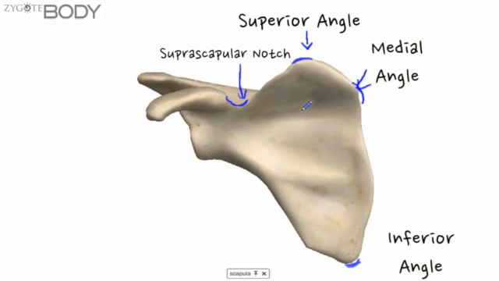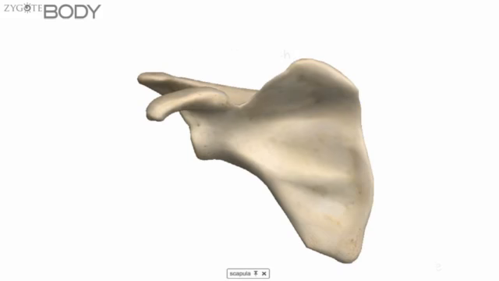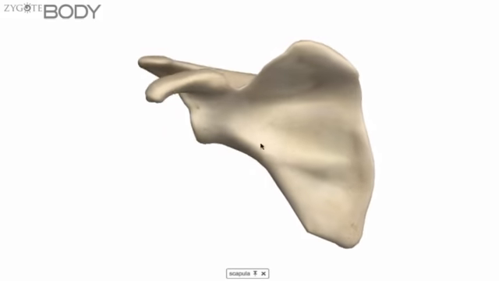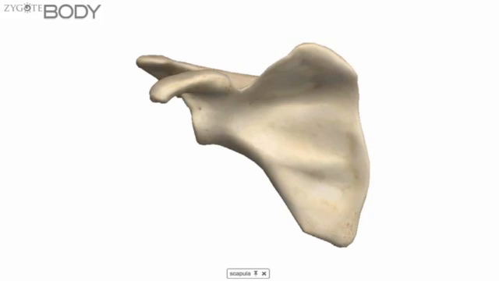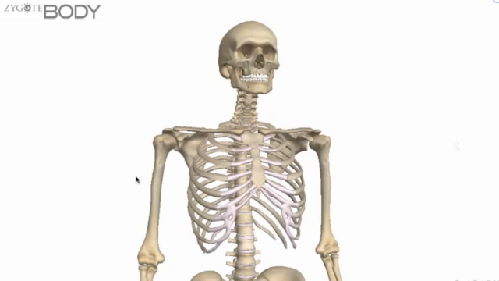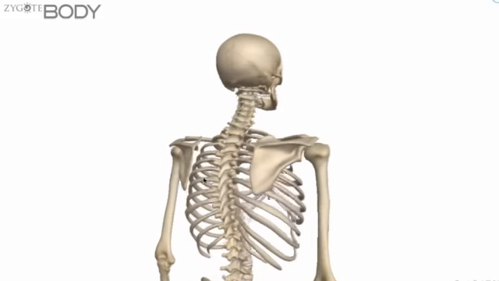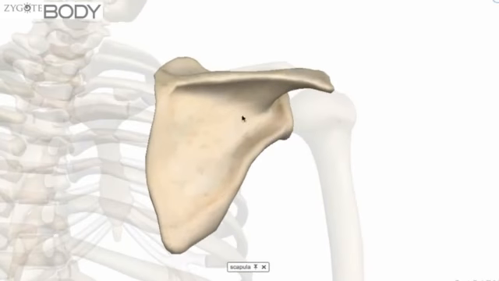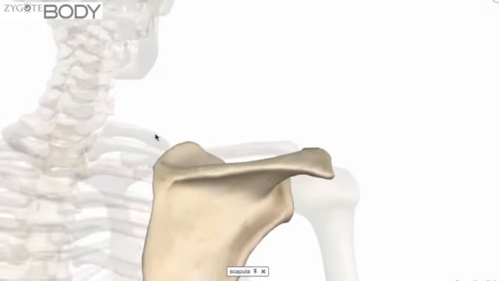Now, this broad concavity here that I will try to show you, you can see a concavity here. This concavity is called the subscapular fossa. So what we're going to do now is look at the posterior side of the scapula so you can see the structures very well.